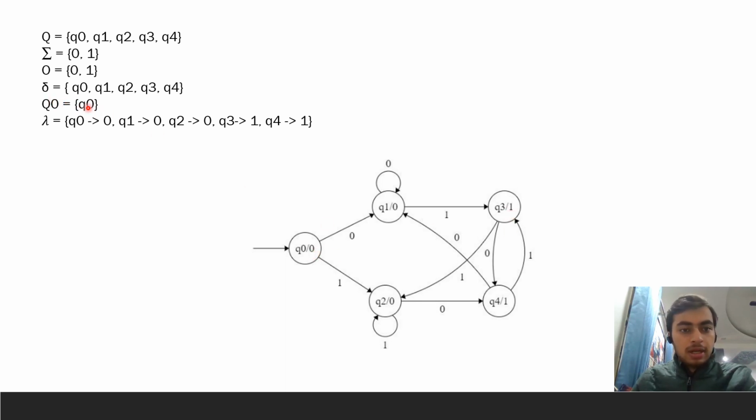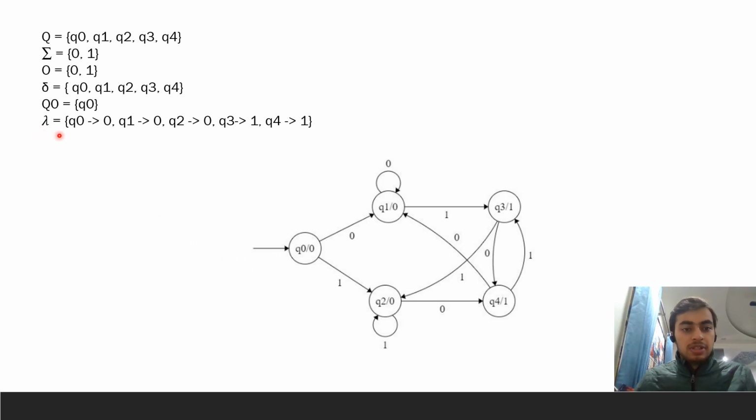Delta denotes the transition function from Q to sigma. Q multiplied by sigma itself gives us the Q, that are Q0, Q1, Q2, Q3, Q4. Q0 denotes the initial state in our machine. This is the Q0. As we know that our machine starts from here because this arrow does not have any input symbol. That means our machine starts from here.